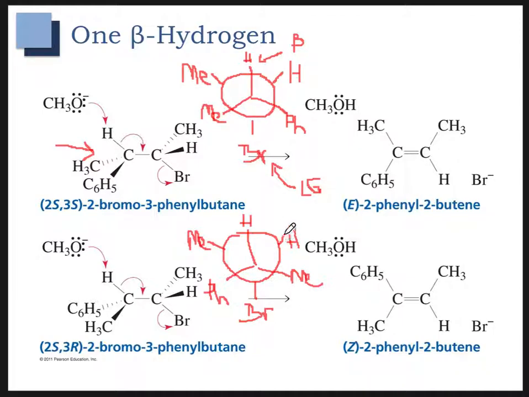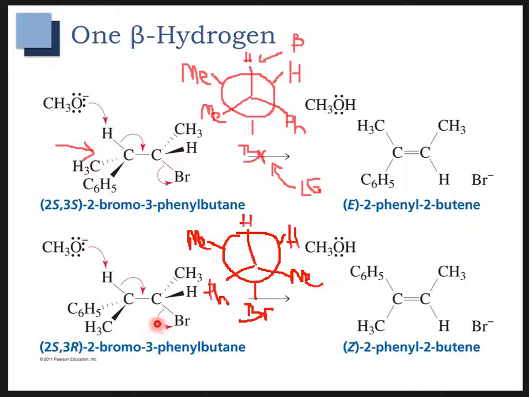Now if we're looking at this, the beta hydrogen up here is going to be pulled off, and here's our leaving group down here. Notice that in this case, the methyl group and the benzene ring are on the same side, just as in the product. And the methyl group and the hydrogen are also on the same side, just as in the product. So that's how we can determine the orientation of the product in an E2 reaction where we have to worry about stereochemistry.